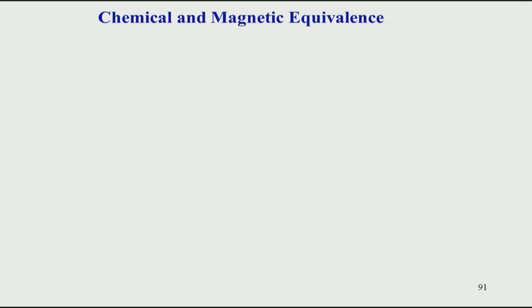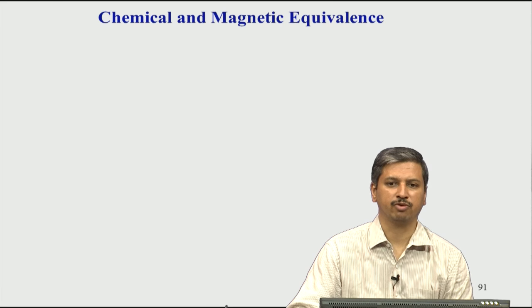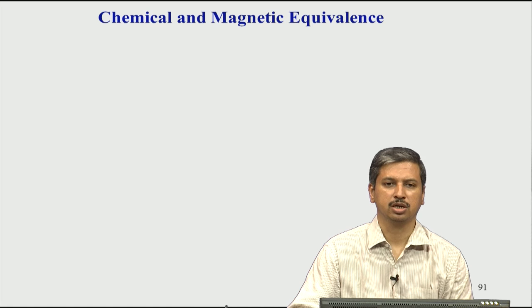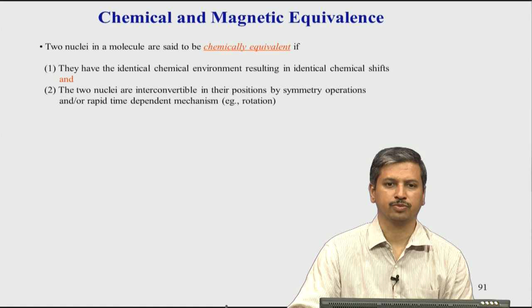So, now we will come to a very different concept. We have seen how the chemical shifts are influenced by various factors. Another important topic or concept in NMR is called chemical and magnetic equivalence. This is very important to understand. Let us see what this means.